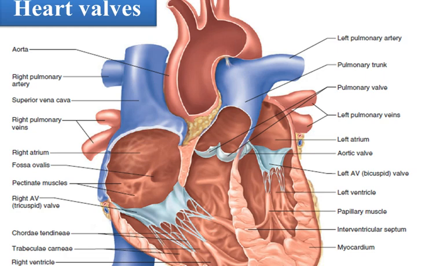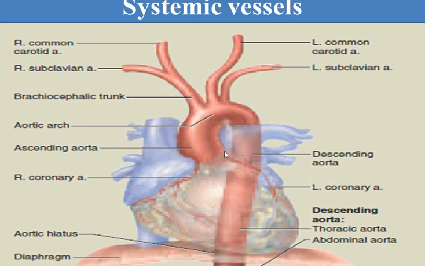So we have two types of valve. We have the tricuspid valve, and we have the bicuspid valve, and also we have two semilunar valves, the aortic and the pulmonary valve. Now finally we have the systemic vessels, the main vessels that supply the body with the blood, and also the veins which return the blood back to the heart.